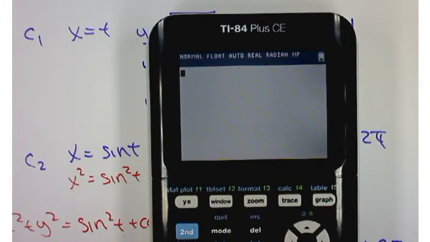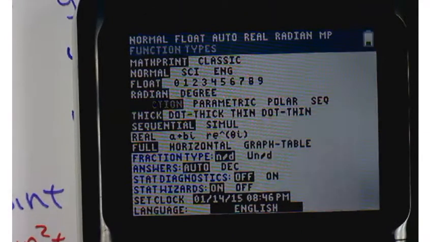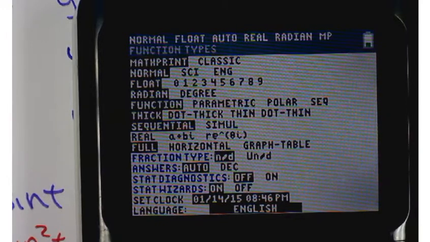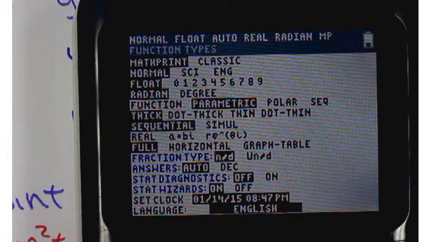And let's change something else in terms of the mode. If you go down to the fourth line, at least on the 84s here, let's go over to parametric and press enter on parametric so that parametric is flashing.